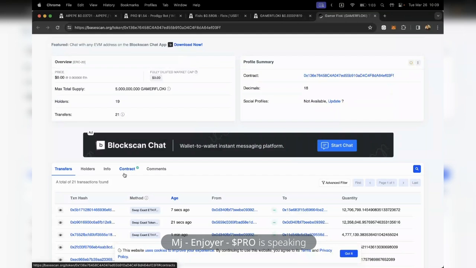However, if you have reason to believe that that unverified contract is truly the contract, fine, buy it. But there's other ways to try and figure that out. We'll talk about it. Go to the contract.